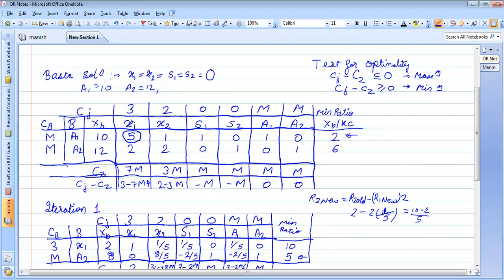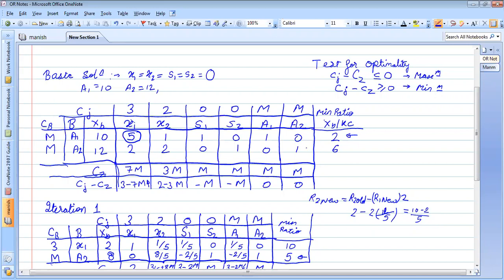Hello? I didn't get one thing, sir, here. Yeah, tell me. As per the test for optimality, Cj minus Cz should be greater than or equal to 0. Yes, that's correct. The key column we should choose with the element which is close to 0 or more negative, sir?